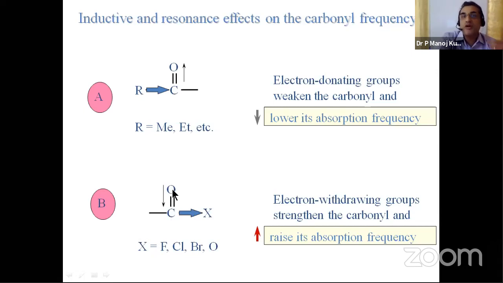Why can the carbon not donate effectively, or share the electrons with oxygen? Because here the electronegative element tells carbon, don't do that, because I need the electrons. So what happens? The bond gets strengthened, and this carbonyl stretching frequency will be shifted to higher wave numbers. It raises its absorption frequency. Two factors: electron donating will reduce, electron withdrawing will enhance, or shift it to a higher frequency.